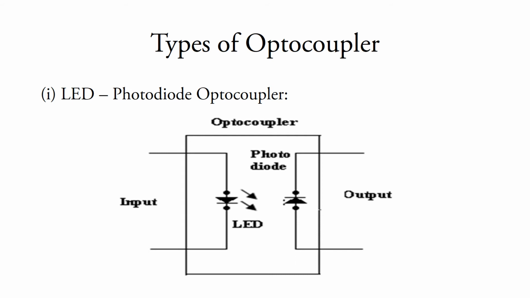This is the diagram of the LED photodiode optocoupler. You can see at the input side we have an LED, and at the output we have a photodiode. Whenever the input is applied, the LED starts emitting light. When this light falls on the photodiode, it detects the light and converts it into a corresponding electrical output. Thus the input is transmitted to the output without any electrical connection. Through light it is transmitted from input to output, so it is called an optocoupler.